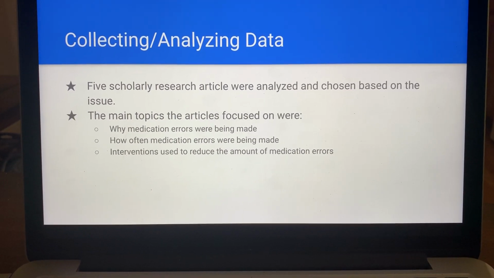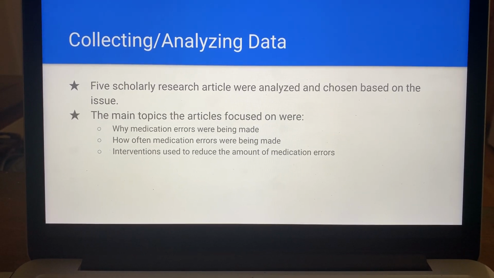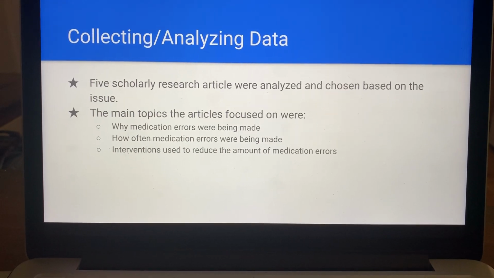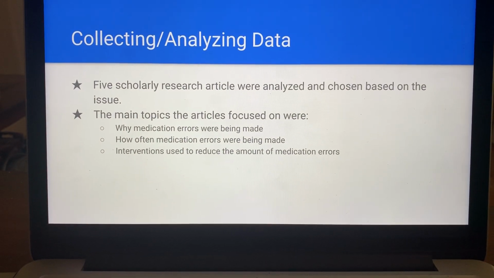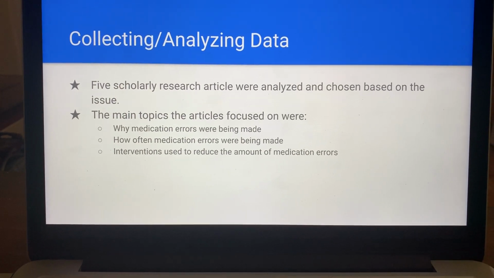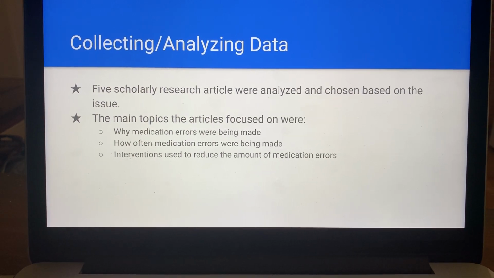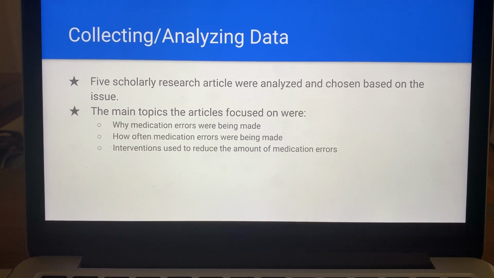So when I was collecting and analyzing the data, I got 5 scholarly research articles that were analyzed and chosen on this issue. The main topics of the articles, their focuses were on why medication errors were being made, how often medication errors were being made, and then interventions used to reduce the amount of errors that were being made.